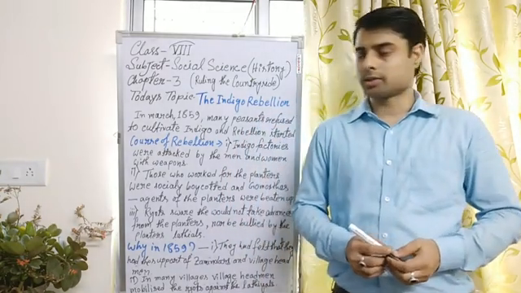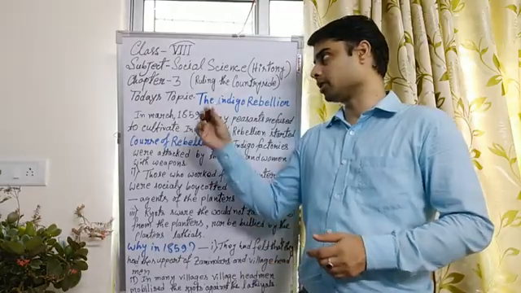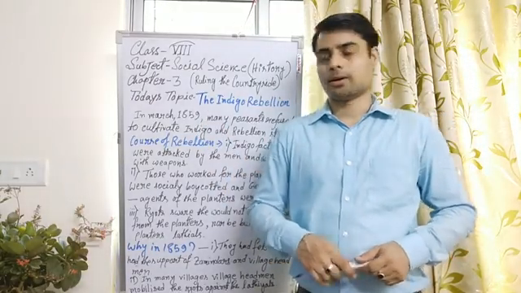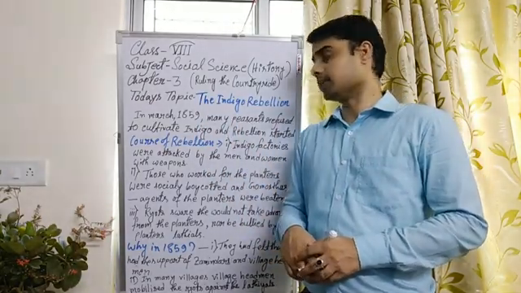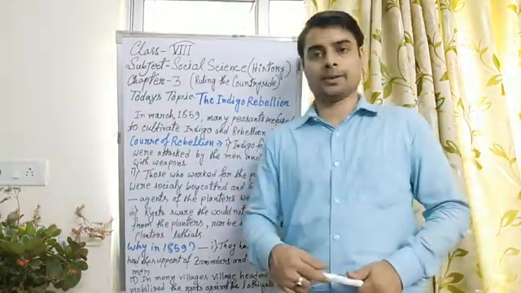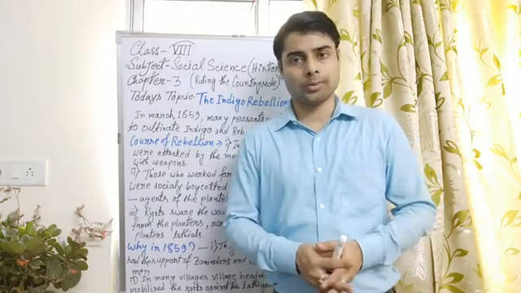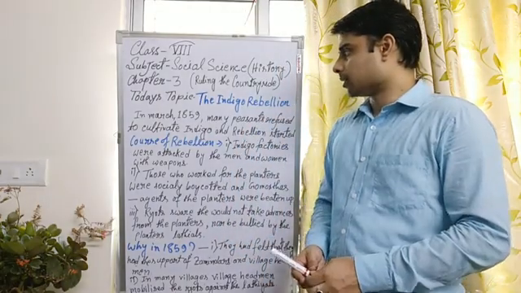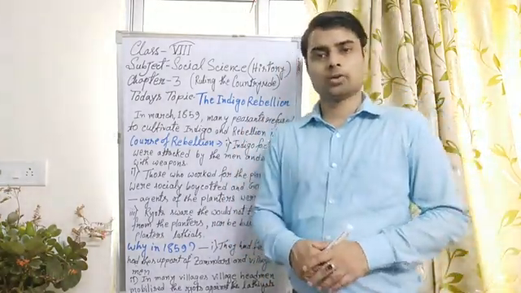Today we are going to discuss History Chapter 3, the chapter named Ruling the Countryside. And today's subunit is the Indigo Rebellion, the last subunit of your chapter. How was the Indigo Rebellion organized?